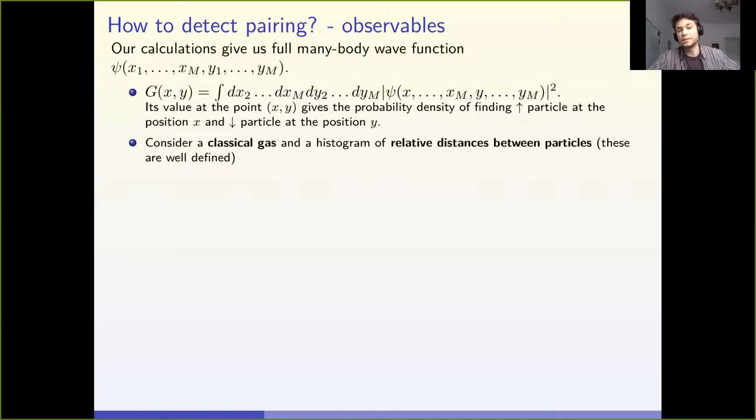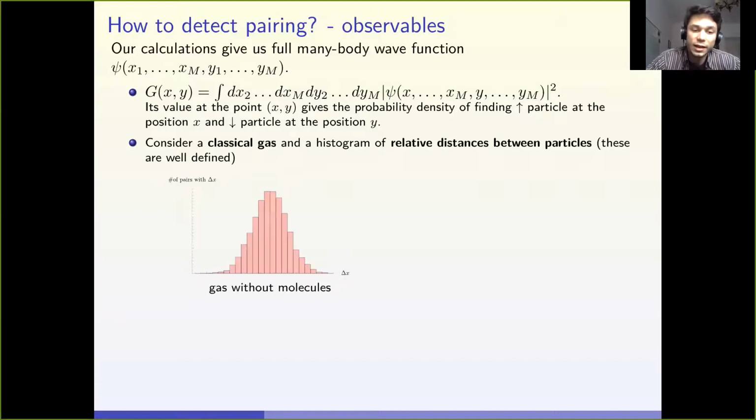So consider a classical gas and imagine that you take a photo of that gas, you just write down the positions of all particles. And what you do next is you calculate the relative distances between these particles, and you make a histogram. These positions are well defined. This is a classical gas.